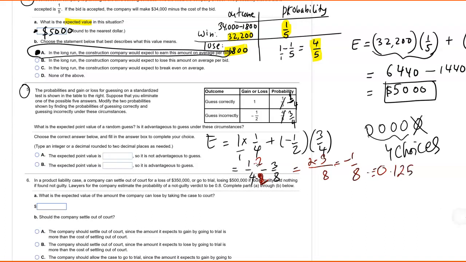That gives you negative 0.125. But since you are looking for 2 decimal places, this is approximately equal to negative 0.13. Okay, the expected value is negative, and that means you do not have to guess. That means it is not advantageous to guess. The answer is A, negative 0.13 as the expected value. Okay, that's question number 5.